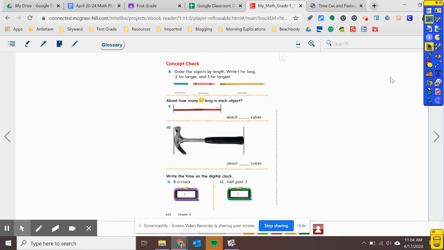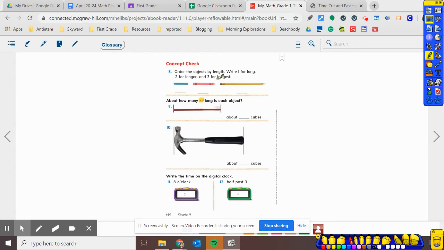All right, here we go. Number 8 says, order the objects by length. Write 1 for long, 2 for longer, and 3 for longest. So this tells us that we are going from shortest to longest because that's what this last word is. So we need to think, which one is the shortest?